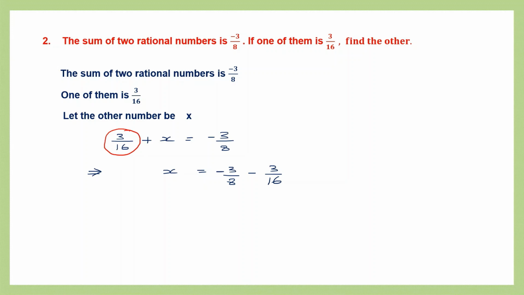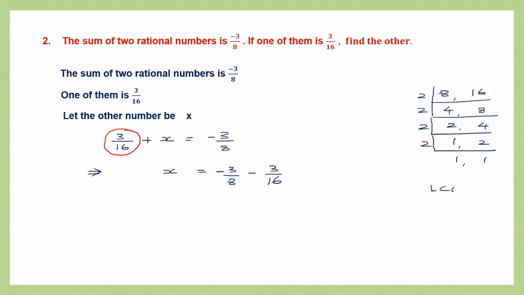So now we have to find the LCM of the denominators 8 and 16. Let's use 2 to find this. 2 4s are 8, 2 8s are 16. Continue with 2 again. 2 2s are 4, 2 4s are 8. Continue. 2 1s are 2, 2 2s are 4. 2 1 and 1. So LCM is equal to 2 into 2 into 2 into 2. 2 2s are 4, 4 2s are 8, 8 2s are 16.